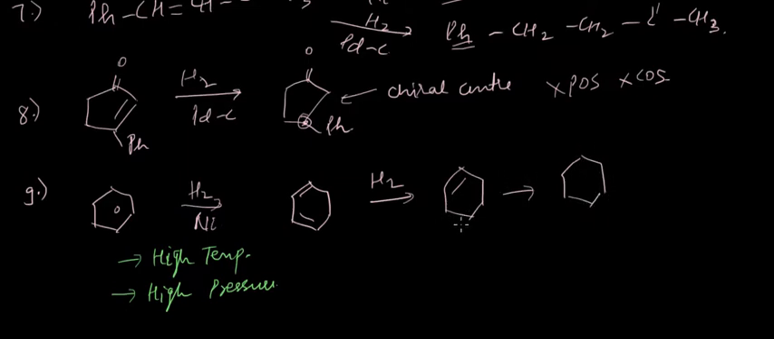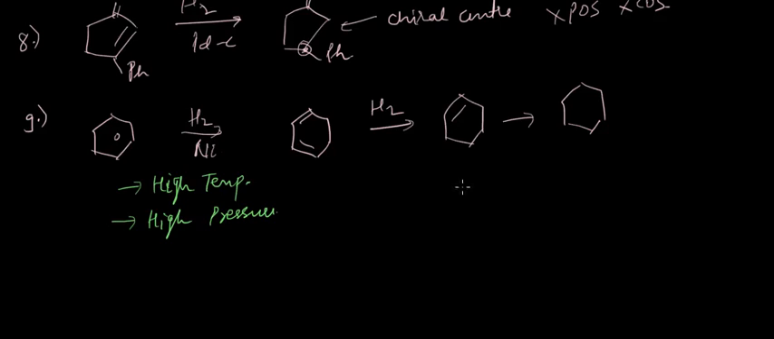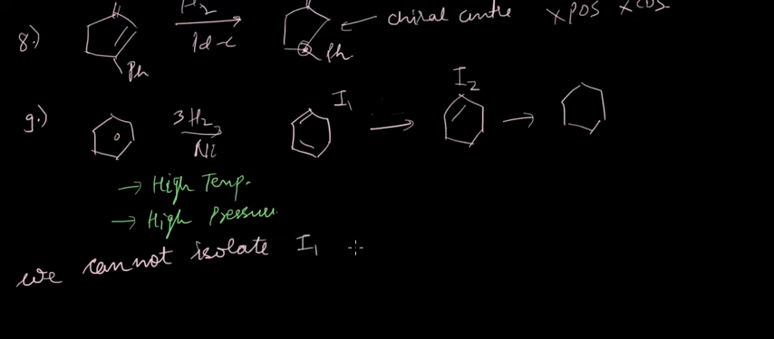Okay, and one more reason is, we have to provide 3 moles of hydrogen. So I'm just writing 3 moles directly here without even needing to write hydrogen here and here. So we need to provide 3 moles of hydrogen for these intermediates I1 and I2 to form, and we cannot actually isolate I1 and I2 because the first step is the rate determining step. So the first step is the RDS.